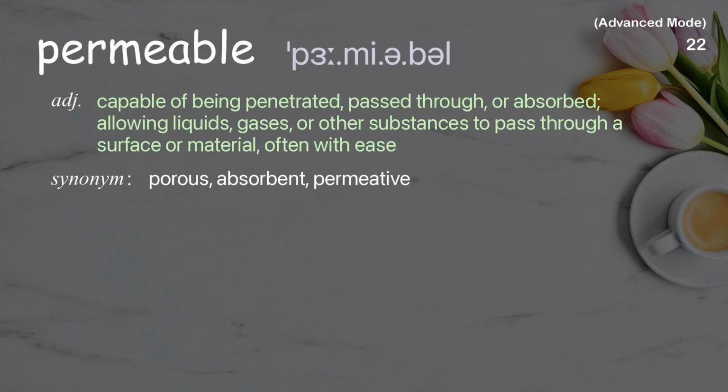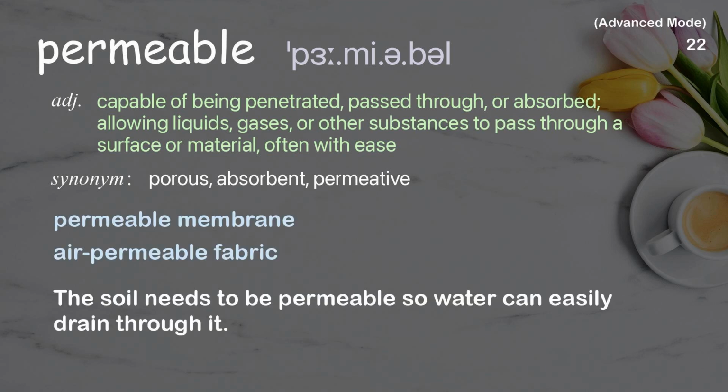Permeable. Capable of being penetrated, passed through, or absorbed, allowing liquids, gases, or other substances to pass through a surface or material, often with ease. Examples: permeable membrane, air permeable fabric. The soil needs to be permeable so water can easily drain through it.